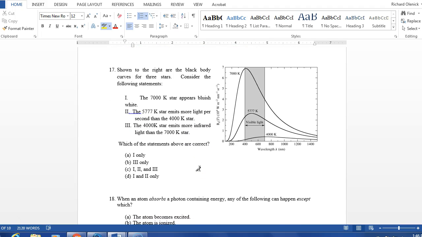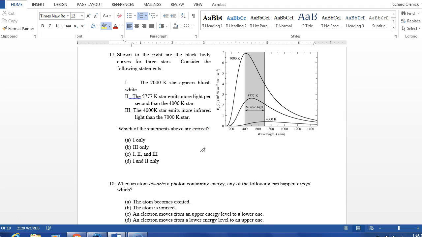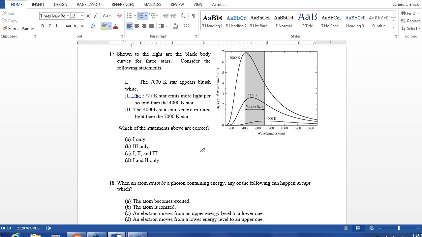A star's luminosity is the total amount of light that the star radiates each second. Shown to the right are the black body curves of 3 stars. Consider the following. Which of the statements are correct? The 7,000 appears bluish white is correct.